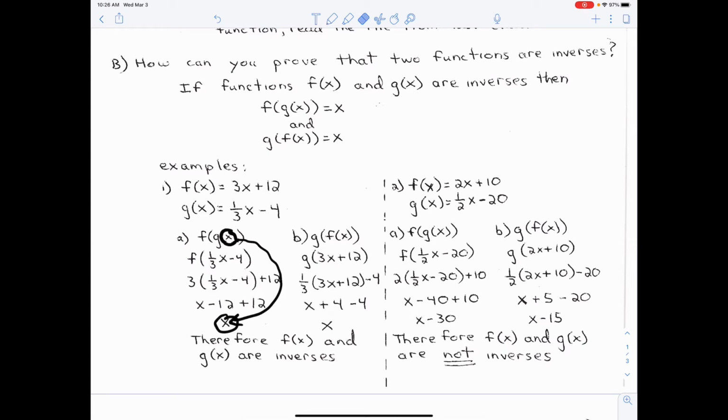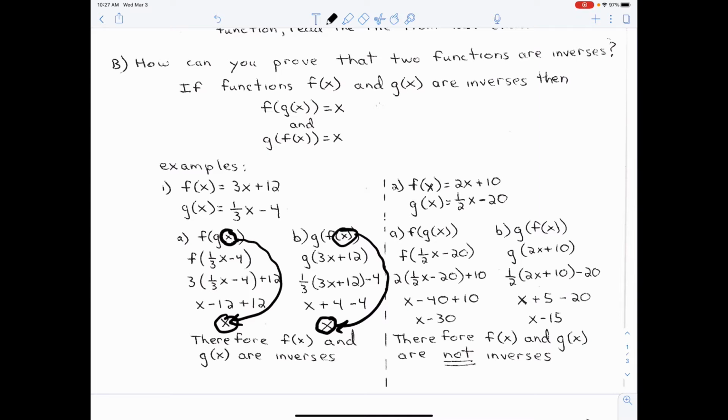Let's see if it works the other way, because it should work both for f of g of x and g of f of x. So in part B, let's find the f of x first. Then we'll find the g of 3x plus 12. And notice, it also gives us back what we started with. Since one function always undid the other function, they're inverses.